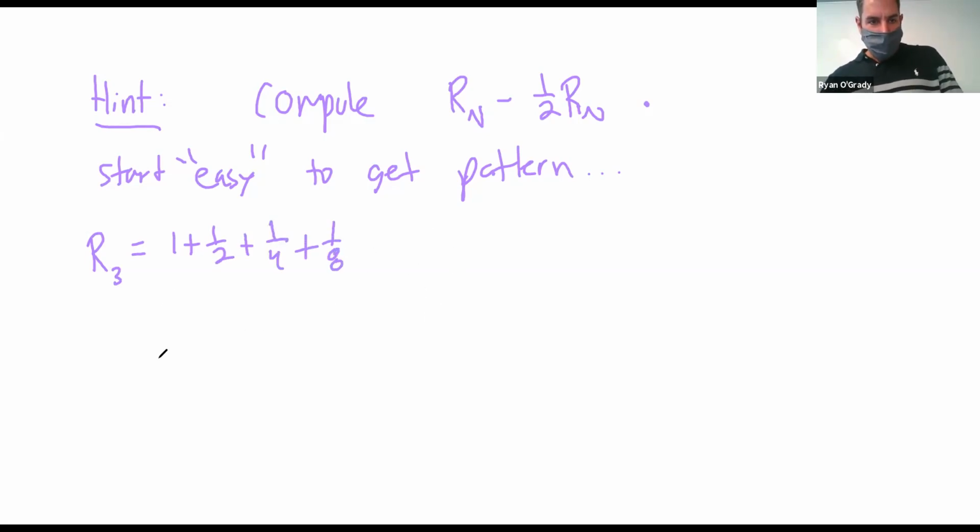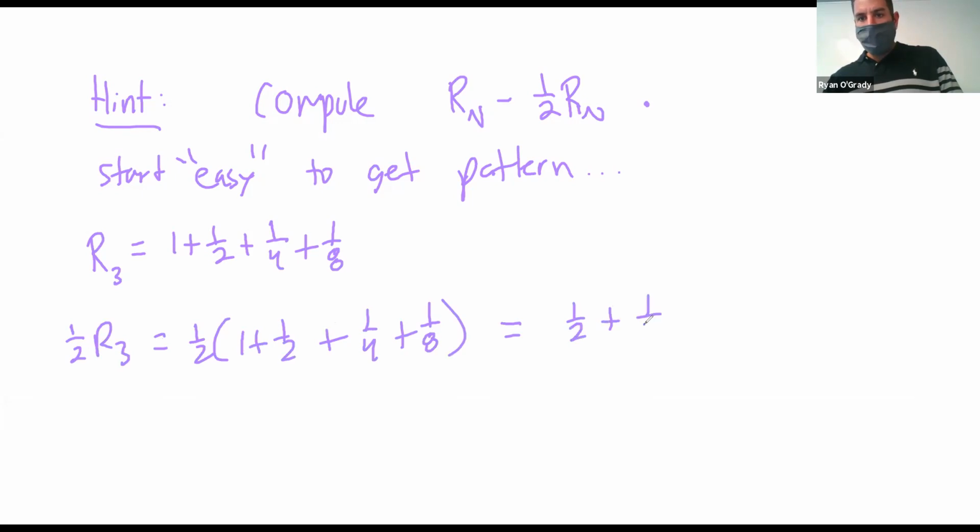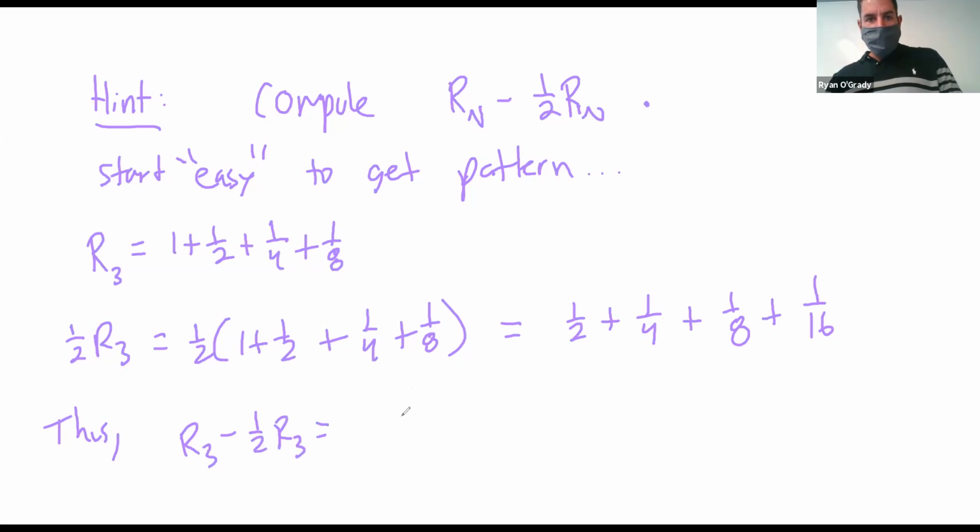So what is R sub 3? If I take 1/2 in front of it, I get 1/2 times this, which of course becomes 1/2 plus 1/4 plus 1/8 plus 1/16, if I remember how to distribute. And so then R sub 3 minus 1/2 R sub 3, what is the only thing that survives? A 1 survives. The 1/4 cancel, the 1/2 cancel, the 1/8 cancel, and the only other thing left is 1/16.